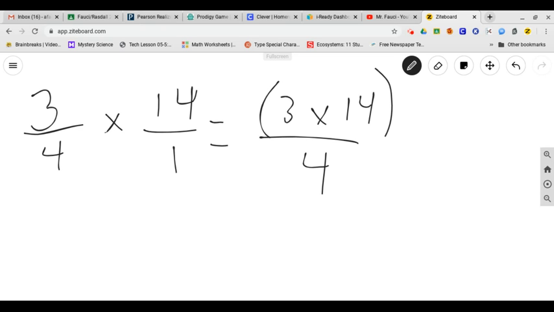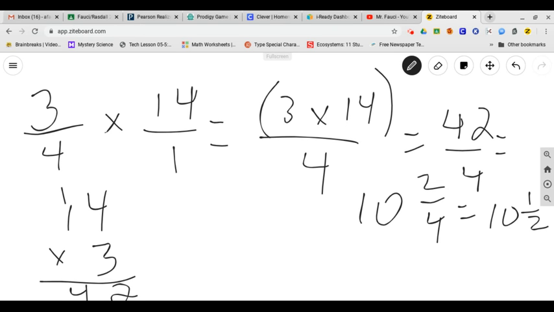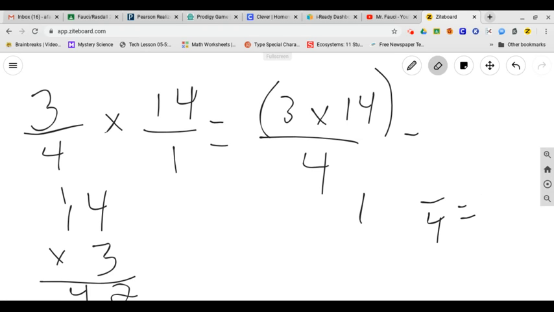Well, if you think it out and you say, okay, I know that 14 times 3 is going to give me 42. Well, then I have 42 over 4. Hopefully you know that 4 goes into 42 10 times with 2 left over. That's 2/4, or 10 and a half. Okay, so there isn't as much modeling going on here. It's just straight up multiply and then divide. So it's pretty simple. There's some larger numbers here, but this is pretty much the whole chapter.